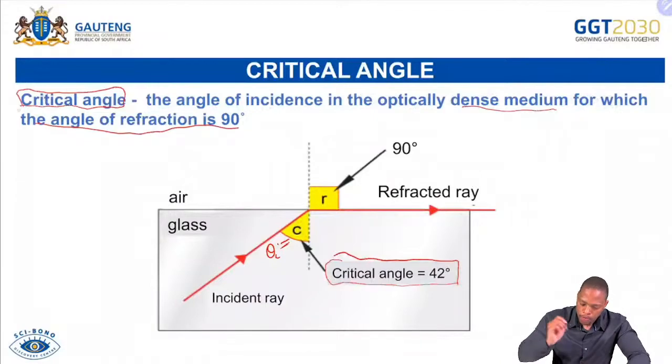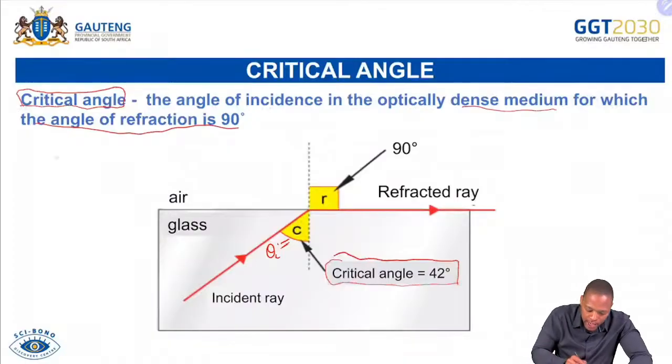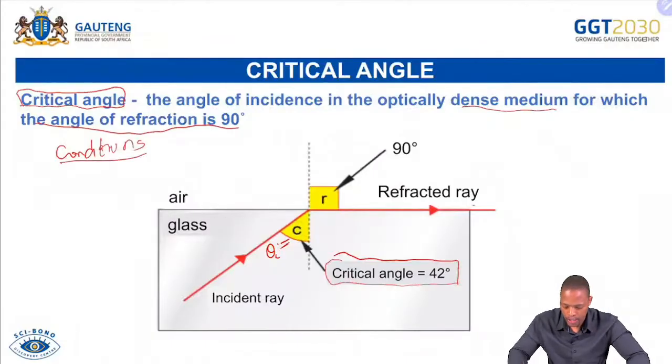So that tells us that for us to have a critical angle, there are conditions. Right? It means there are conditions for us to talk of a critical angle. Okay? All right? What's the most important condition there?